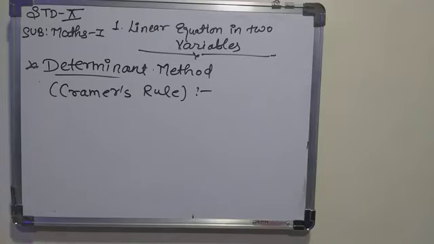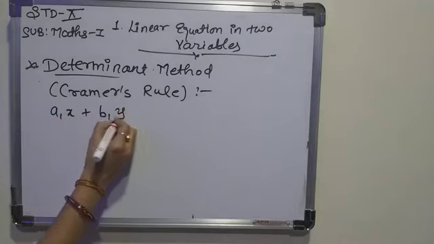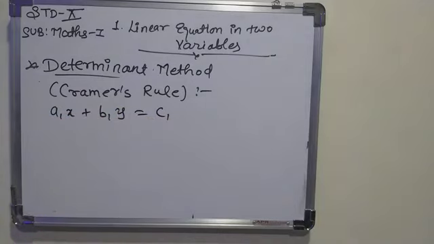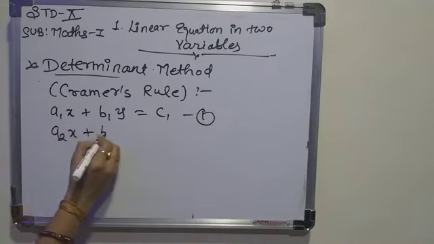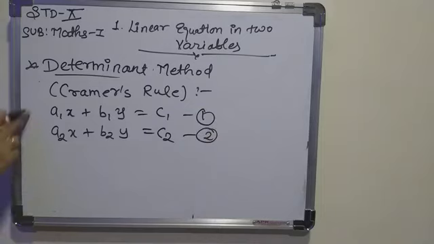As you know, a determinant is represented by a capital letter, so we are going to use D here for the determinant. A simultaneous equation is written in Cramer's rule like this: a1x plus b1y is equal to c1. This is your first equation. And the second is a2x plus b2y is equal to c2. This is your second simultaneous equation. So we have these two equations in Cramer's rule. As you know, the general form of a linear equation in two variables is ax plus by is equal to c.